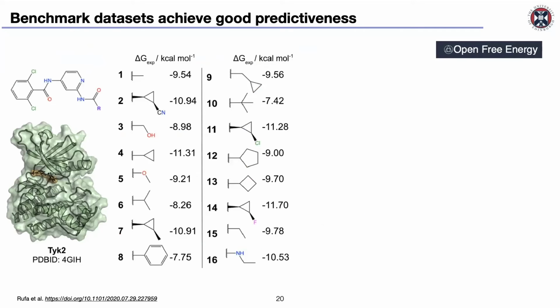So here's a typical benchmark. So we have a protein called tyrosine kinase 2. And this is what a typical ligand looks like for it. And you see there's this R bit, and the R bit takes 1, 2, 3, up to 16. These are the different R groups. And we have experimental values for them. So now we can validate our method and check whether we can actually capture our experimental values well.